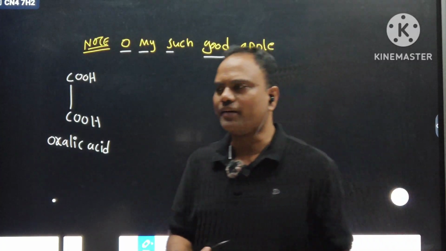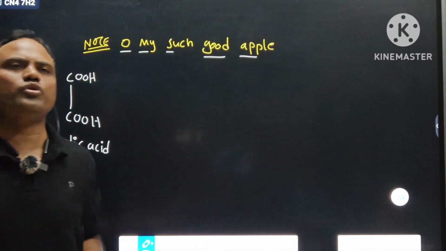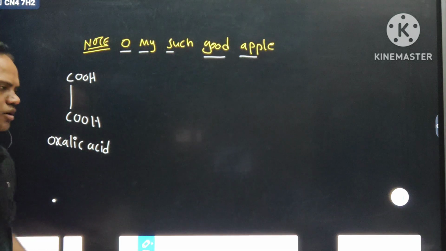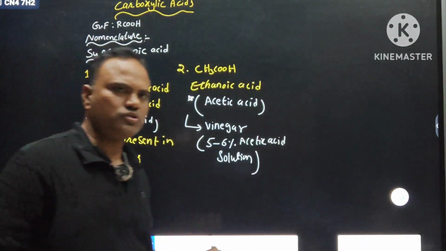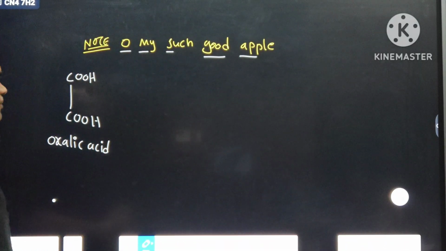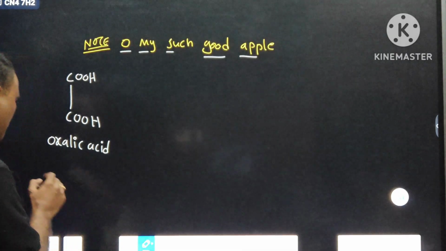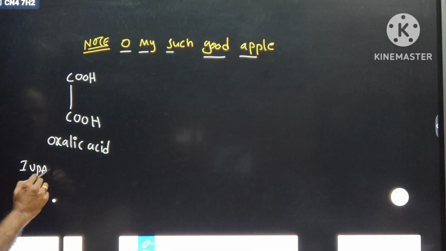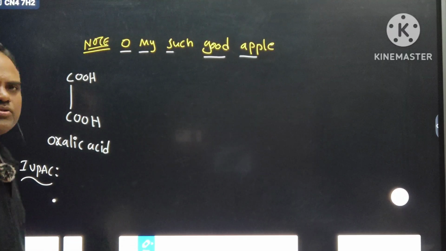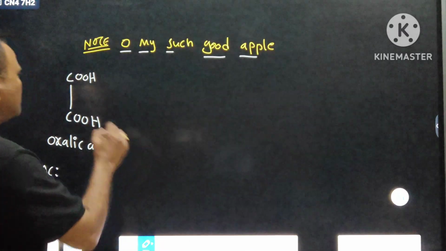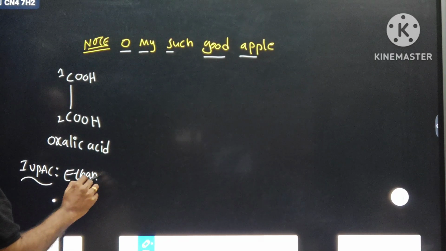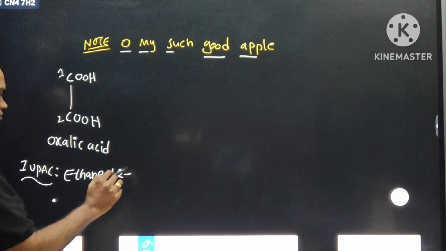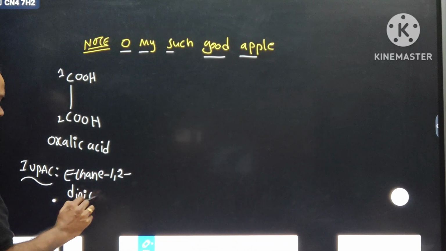Which of the following is a dicarboxylic acid? It contains two COOH groups. This is a dicarboxylic acid; the previous one was monocarboxylic, with one COOH group. Oxalic acid is the common name. Common names are important for them, that's why I am giving the common name first. IUPAC name is ethane 1,2-dioic acid.